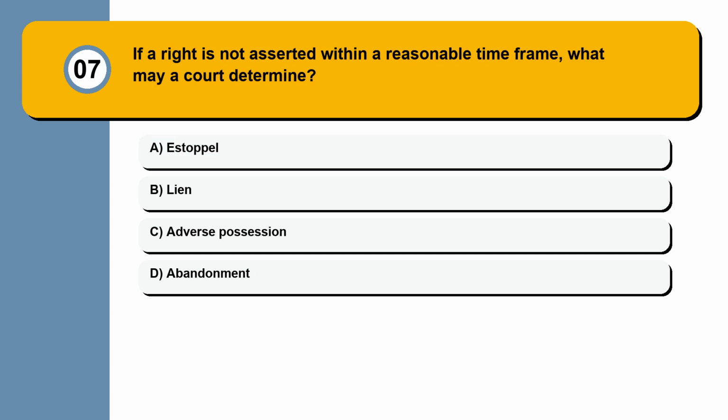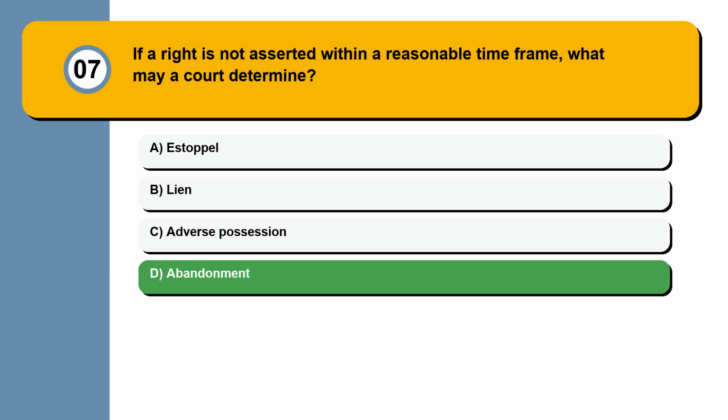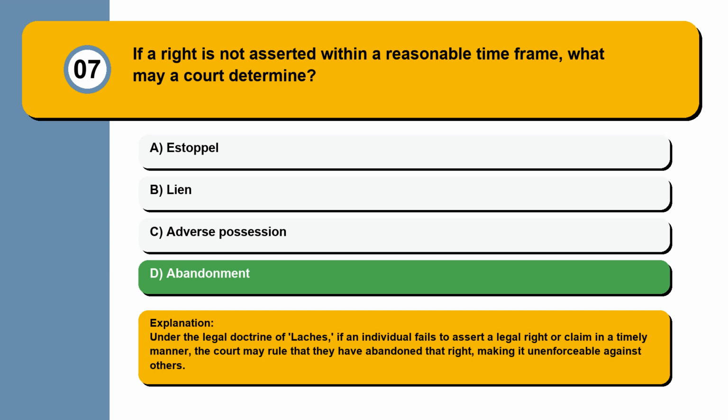Question 7. If a right is not asserted within a reasonable time frame, what may a court determine? Estoppel, lien, adverse possession, abandonment. Under the legal doctrine of laches, if an individual fails to assert a legal right or claim in a timely manner, the court may rule that they have abandoned that right, making it unenforceable against others.